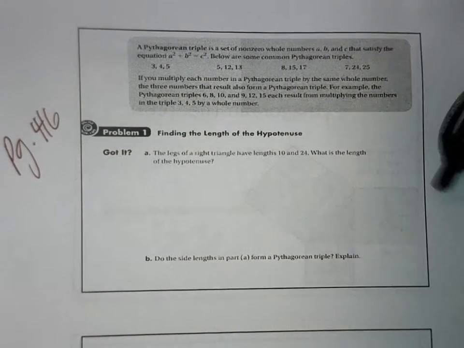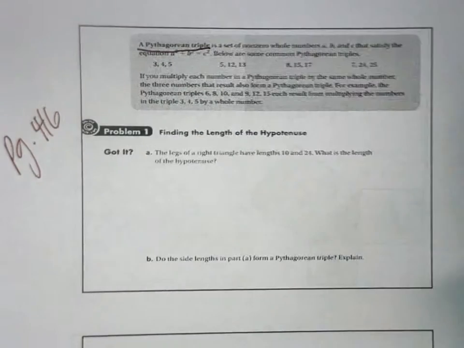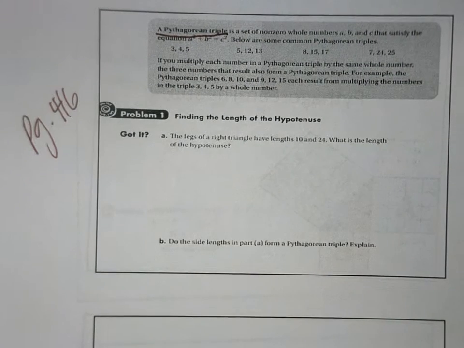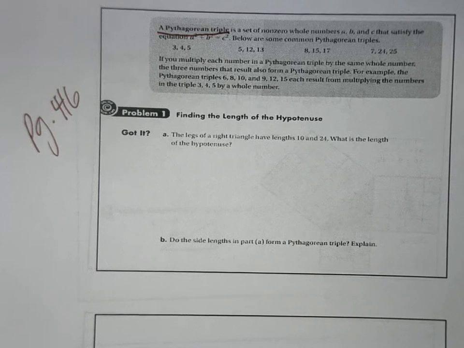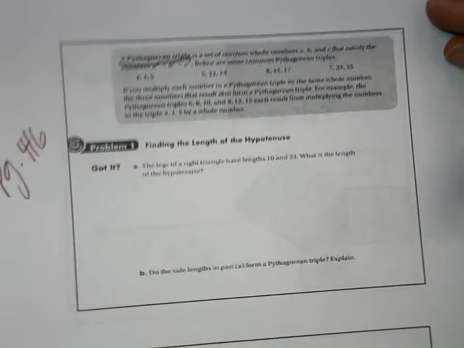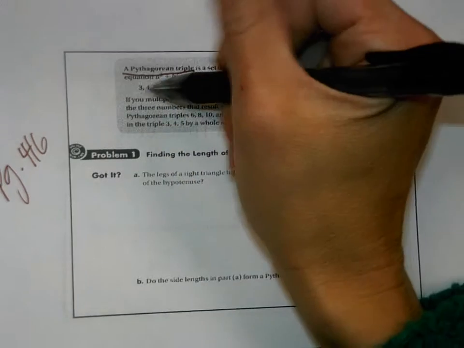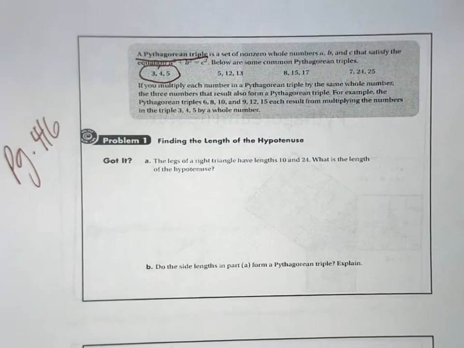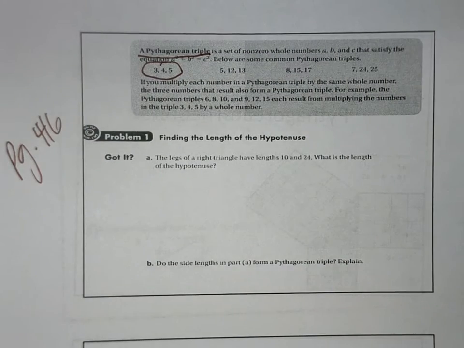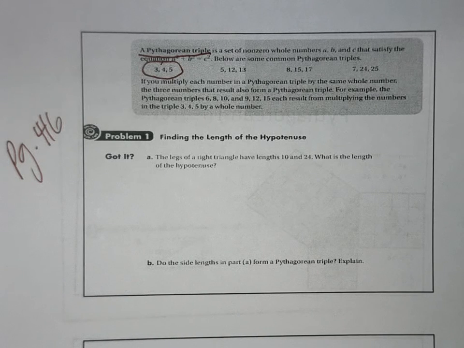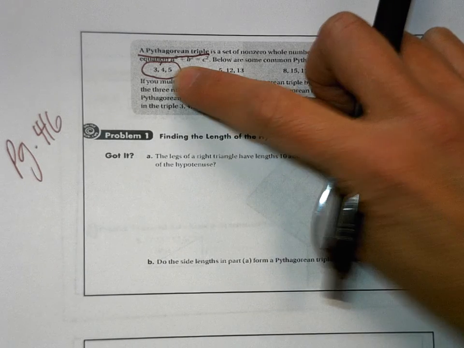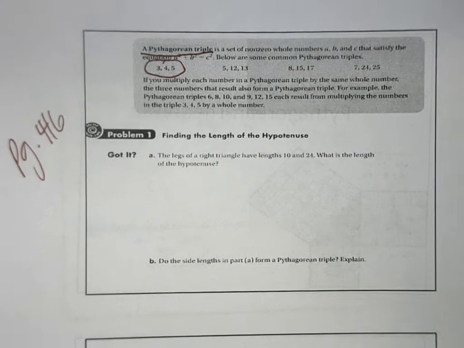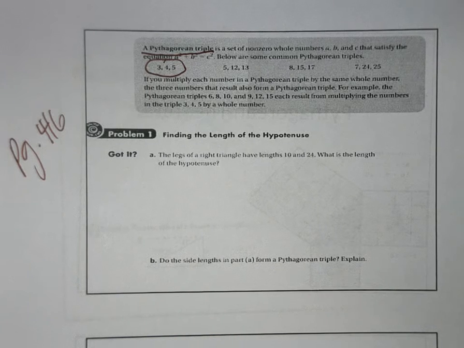Okay, so there's something called a Pythagorean triple. A Pythagorean triple is a set of non-zero whole numbers that satisfy the equation a squared plus b squared equals c squared. So right here they have some common Pythagorean triples. A lot of you might remember a 3, 4, 5. Which number would be your c? 5. So your c value is always your largest number. And then we have 5, 12, 13, 8, 15, 17, 7, 24, 25.